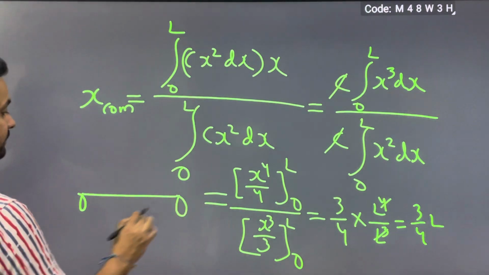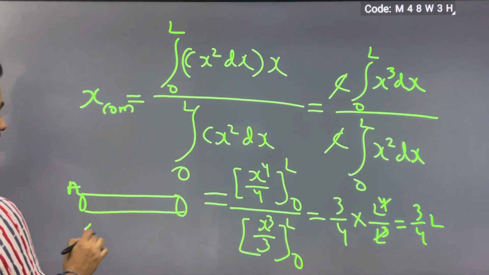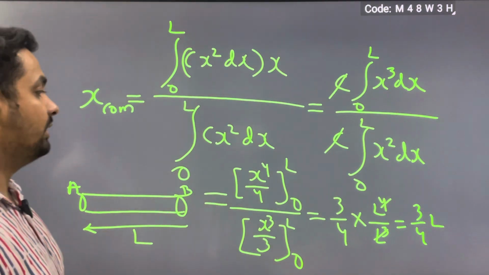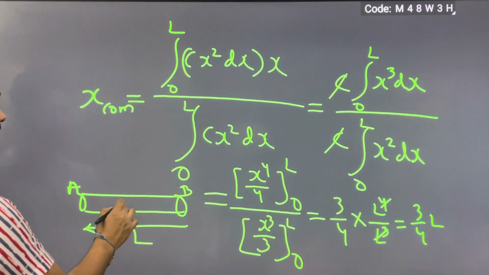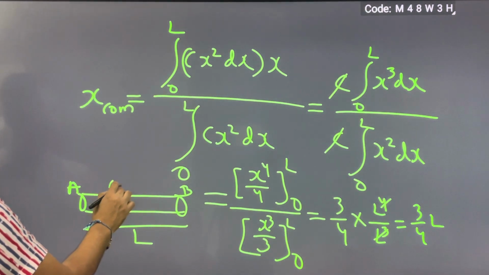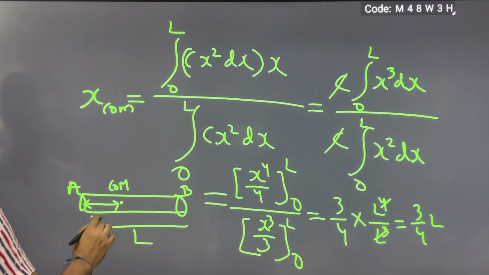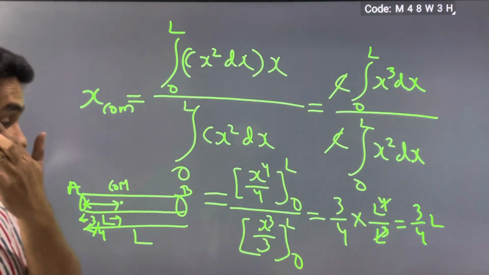This was the rod, and position A was here. So if the length of the rod is L, the center of mass will lie at a distance of 3 by 4 L from A, somewhere here. Correct? So we'll go for the next question.